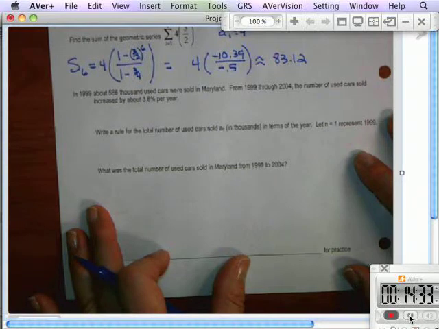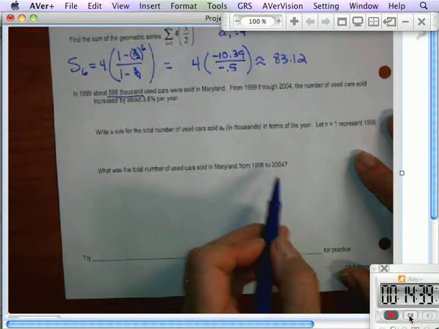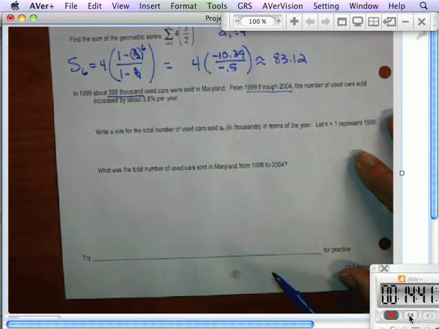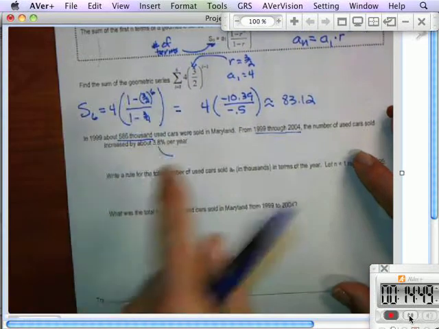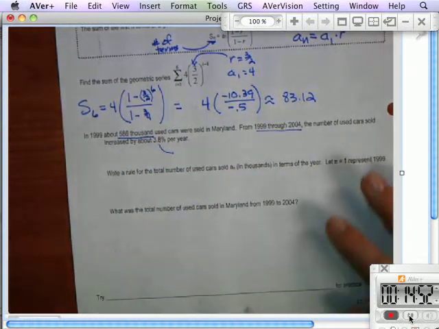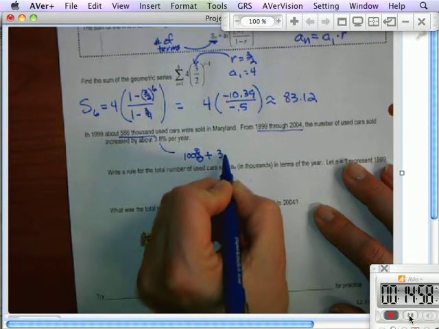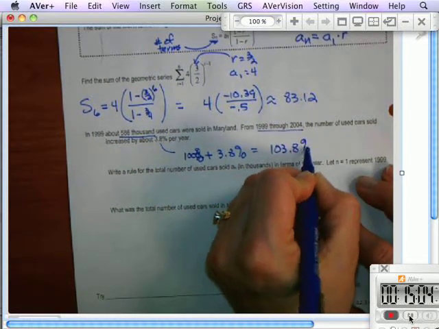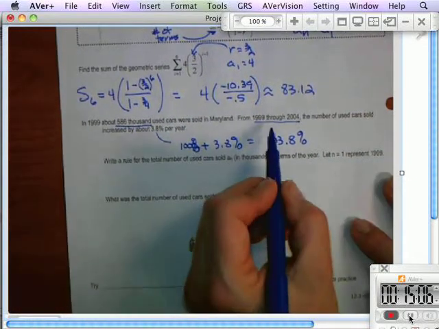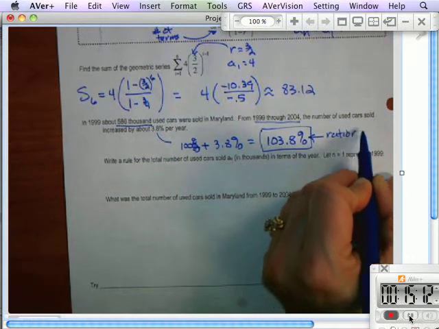It's not that bad. In 1999, 586,000 used cars were sold in Maryland. From 99 through 2004, the number of used cars sold increased by 3.8% per year. So my multiplier, since we're working with exponents, this time is going to be 100% plus 3.8%. The thing that I'm going to multiply by every year to find out how much it increases is 103.8%. That is my ratio, or my r, that I'm multiplying by.